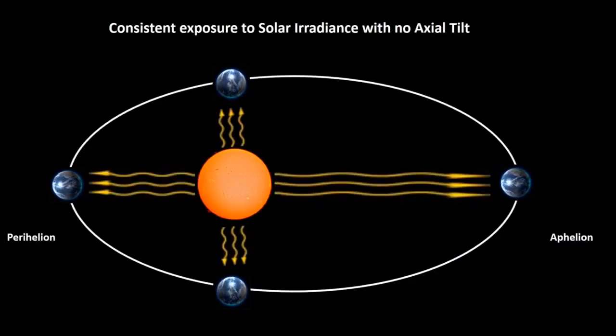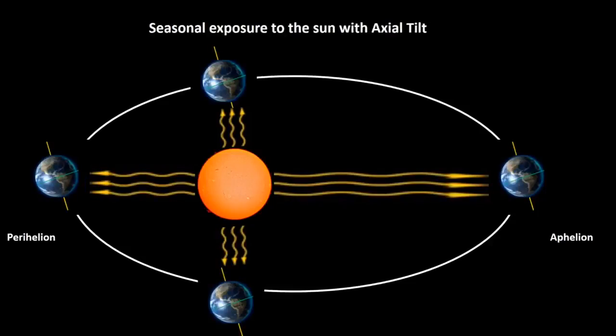If the actual tilt did not exist, then each location on the Earth would experience an almost consistent amount of solar irradiance throughout the annual cycle. There would be a slightly increased solar irradiance when the Earth approached the perihelion, but this would not amount to anything like the seasonal change we currently experience. But because of the factor of obliquity, the northern and southern hemispheres experience varying amounts of solar irradiance as the Earth goes through its orbit.